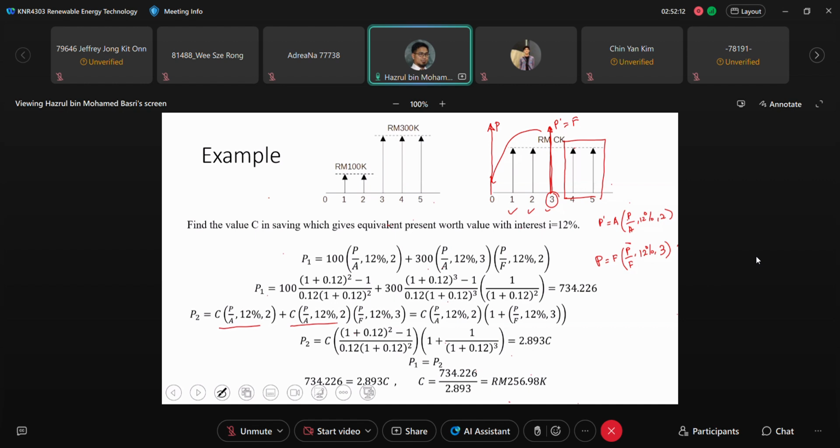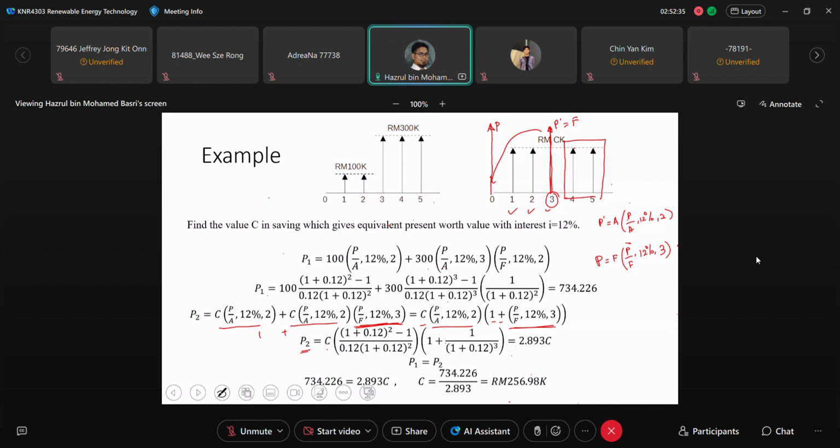So C times P given A 12%, 2. This one, 1 plus this one, 1 plus this term. So you have all the values you need. Next, the next step is to calculate numerically what is the value.